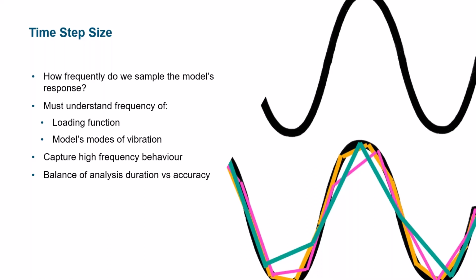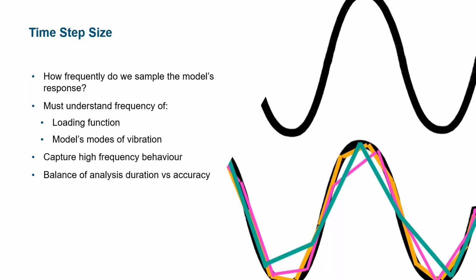Now, to understand what type of time step we want to use, it's important that we understand the frequency of loading that we have. If it's a harmonic function, we probably know what that frequency is, especially if it's something like a sine wave function, for example. We also understand the mode of vibrations of our structure. So if the structure has a tendency to oscillate at a certain frequency, we want to make sure that we're able to capture that with our time step.